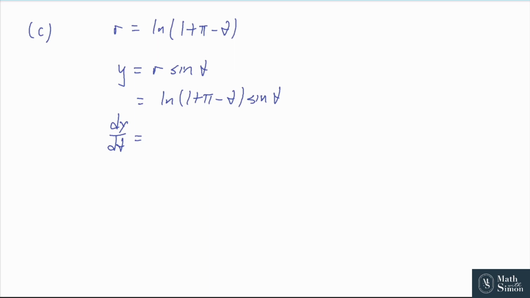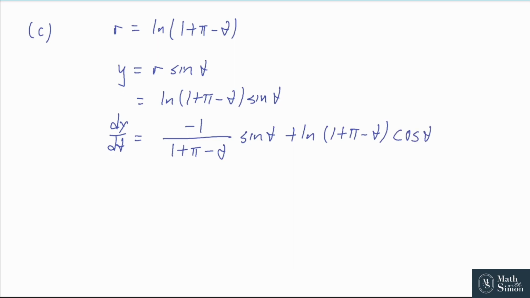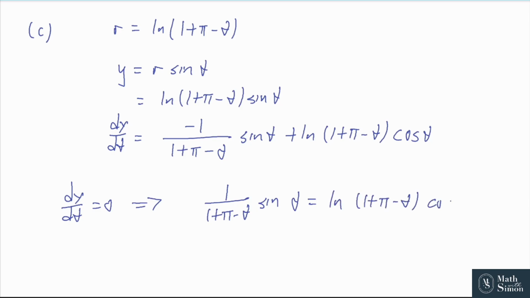So let's say we differentiate the ln. Then be careful. We have to differentiate the 1 plus pi minus theta and put it in the numerator. This is a negative one, not just a 1. Be very careful about it. Sine theta, and then plus ln 1 plus pi minus theta. Differentiate the sine, that's where we get a cos theta. Now we just let dy d theta equal 0, which will give us 1 over 1 plus pi minus theta, sine theta equals ln 1 plus pi minus theta, cos theta.